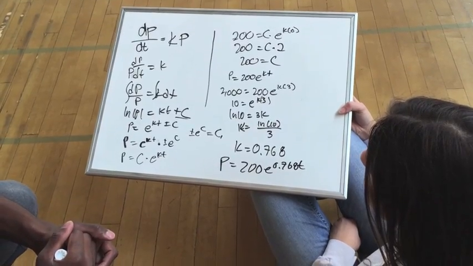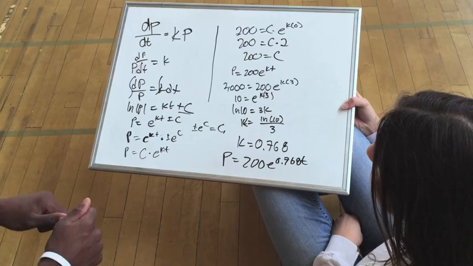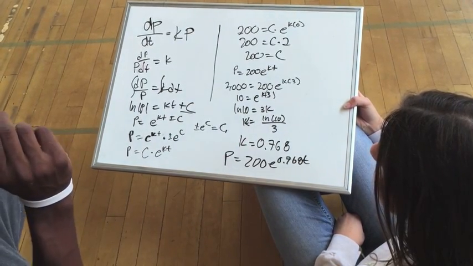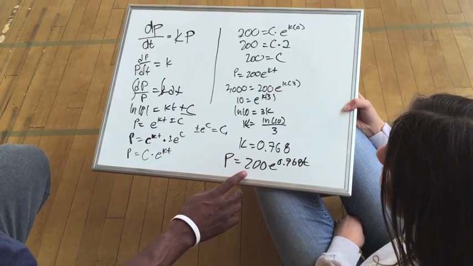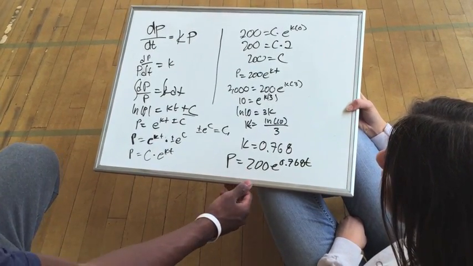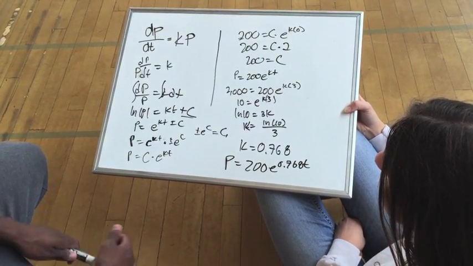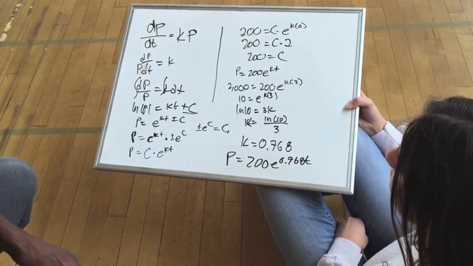Okay, so now we have all of our variables defined. So we take k, which is 0.768, we replace it for k. And then we have c, which is 200, replace for c. So p equals 200 e to the 0.768t. And that's the model of our equation.